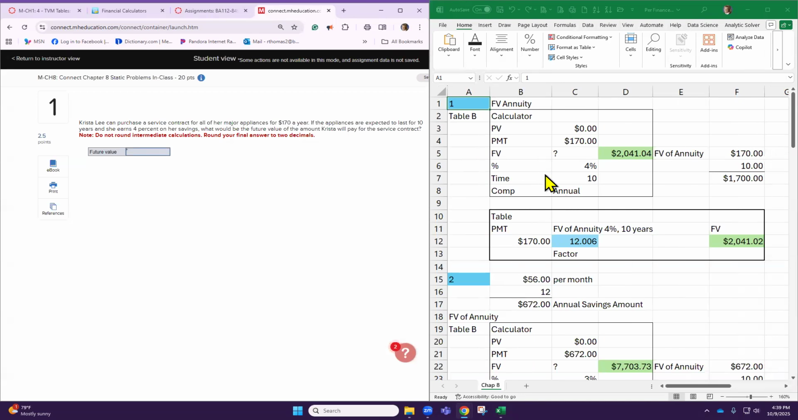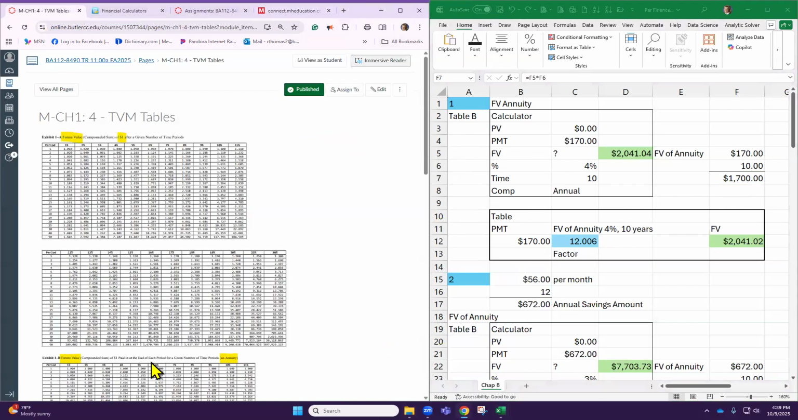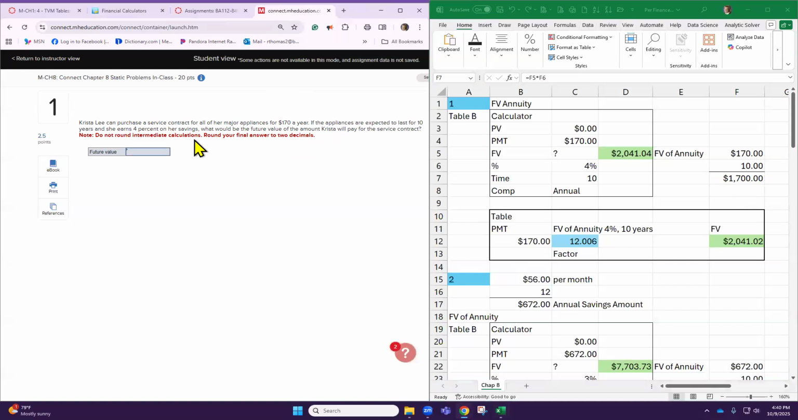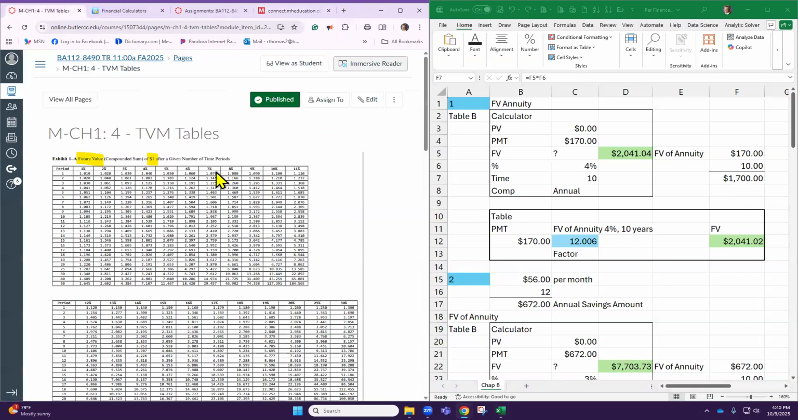So this is going to be a future value of an annuity because she's paying in $170, assuming that it stays that price for the next 10 years. Just when you think about it, $170 times 10 is $1,700. So let's go ahead and use table B. We have $170 that she's going to pay in, and table B is what we need to look at. This is a future value of an annuity, and my problem says 4% in 10 years. So we'll use that table.